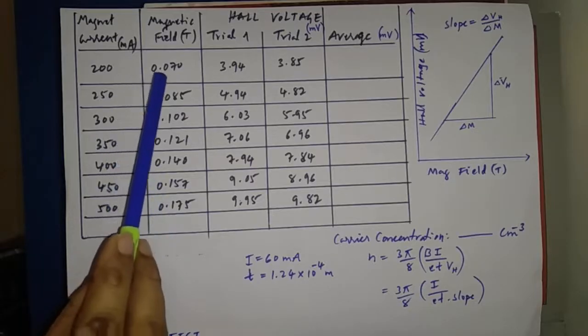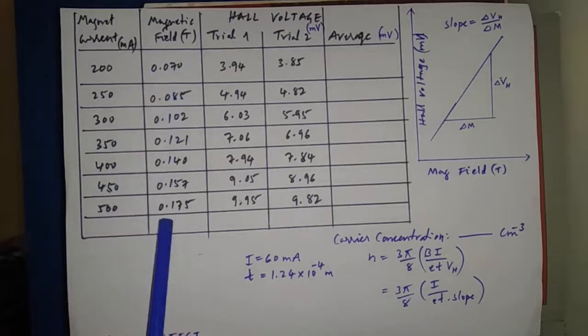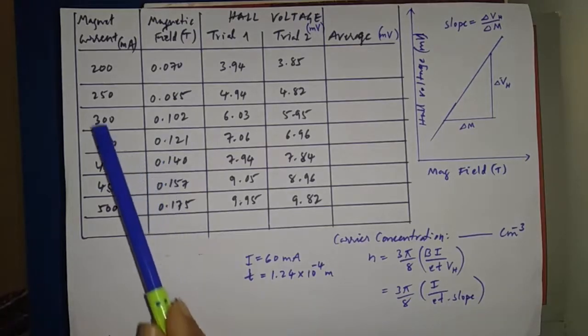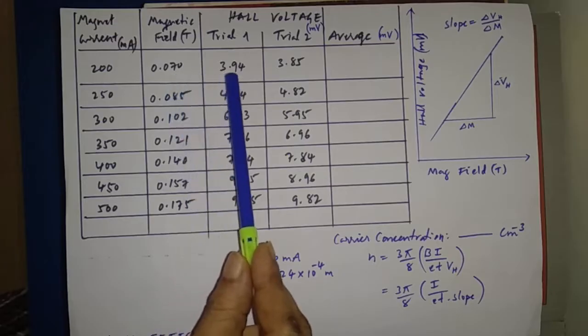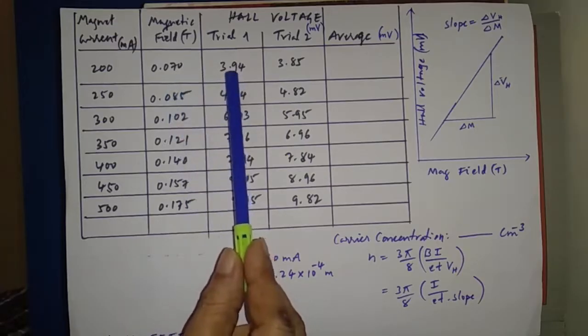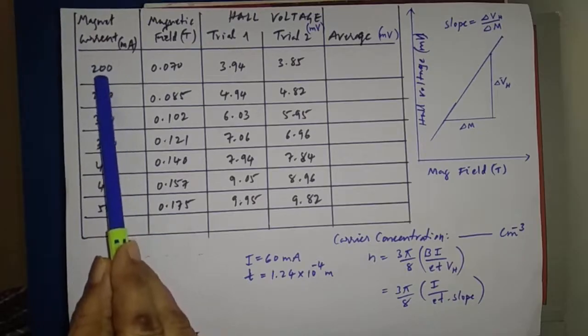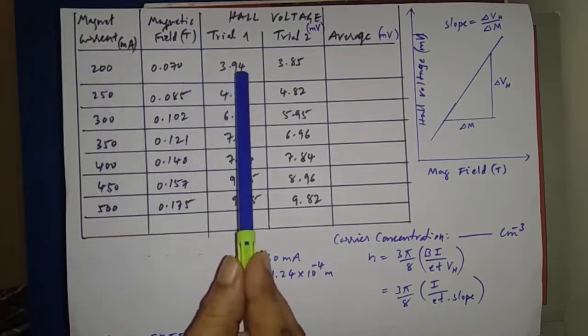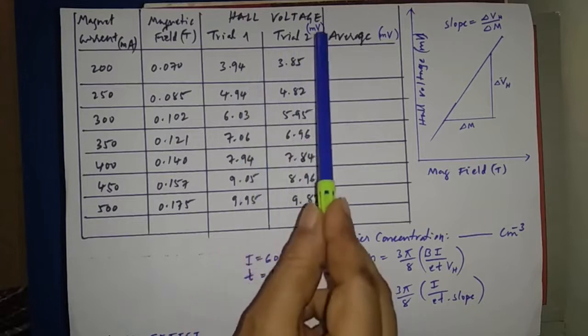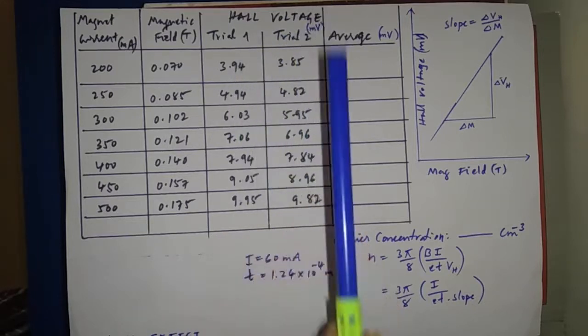So it varies from 0.07 to 0.175 Tesla. And correspondingly, for each value of magnetic field, we have to note down the Hall voltage. So for the initial current of 200 milliamps, we got a Hall voltage of 3.94 millivolts. The Hall voltage is in the millivolt range.